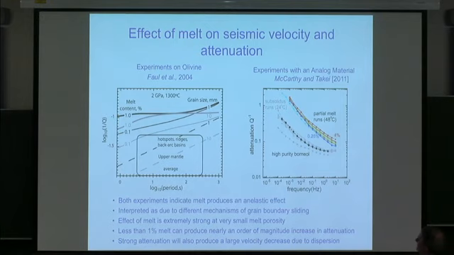And that comes from these experiments by Fowle and Jackson and others in 2004, and experiments by Christine McCarthy and Takei in 2011. And they both show that a relatively small amount of melt, on the order of 1% or even less than 1%, can produce a large increase in the amount of attenuation. So suggesting that even small melt porosity can have a relatively large seismic effect.